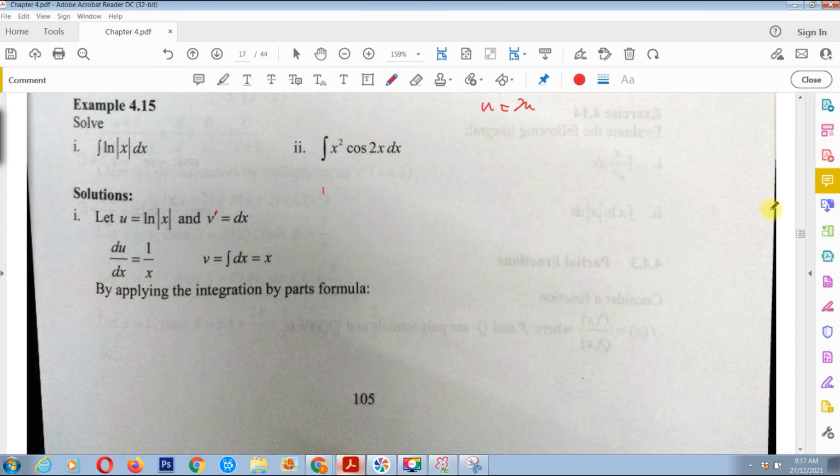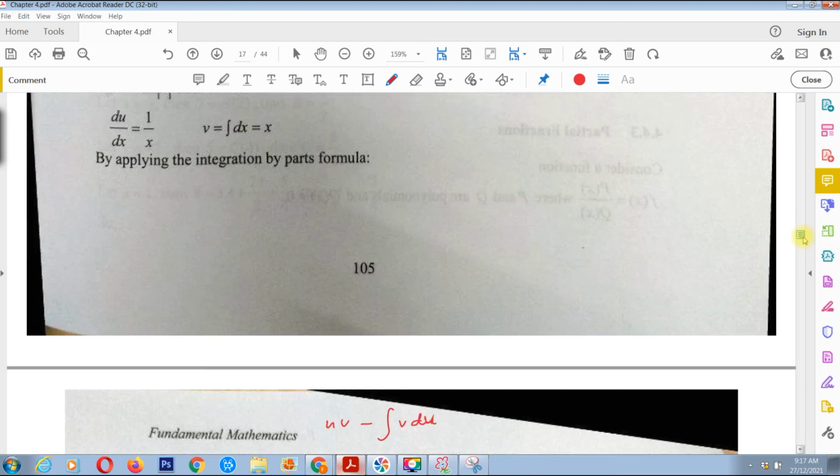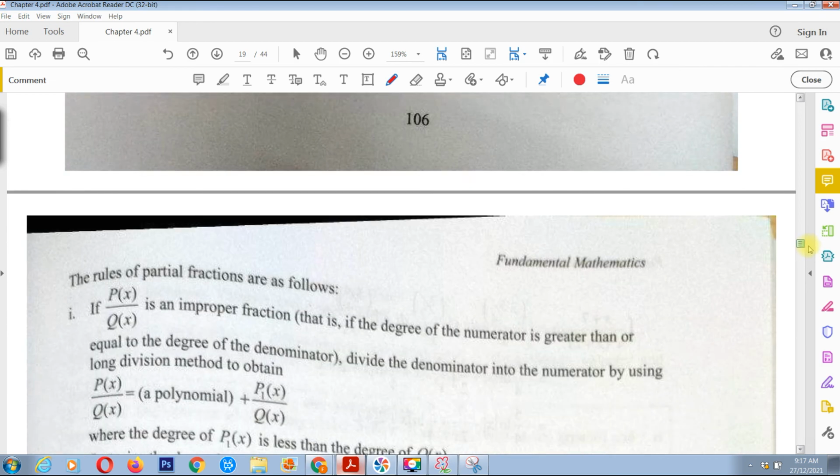Okay class, I think that's all for today. So partial fraction maybe later, maybe this Wednesday. Is it okay? Partial fraction this Wednesday?